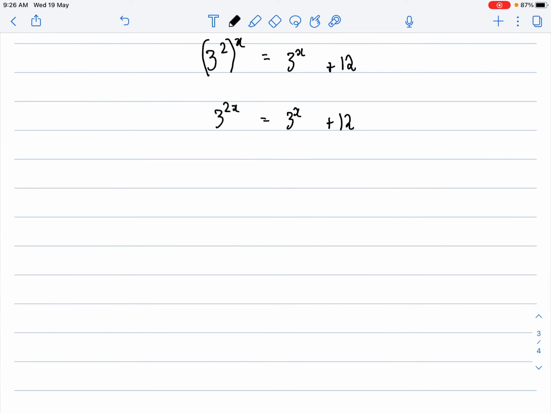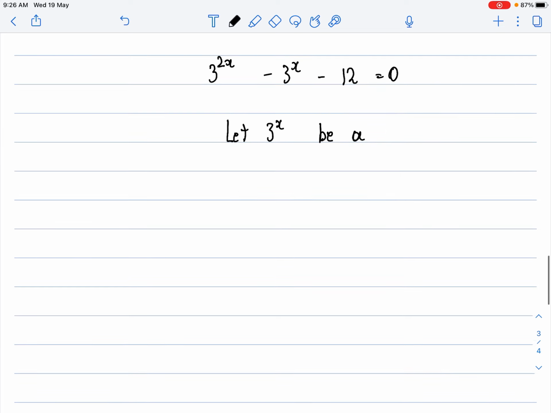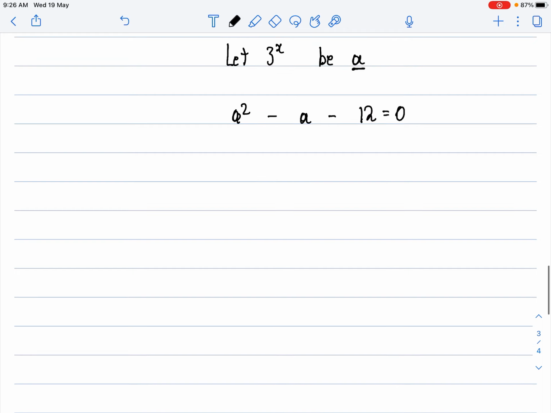So now I can say this is basically 3 raised to 2x minus 3 raised to x minus 12 equals 0, correct? Now as you can see, this is a quadratic. Okay, so I can say let 3 raised to x be a. So if 3 raised to x is a, then 3 raised to 2x is a square minus a minus 12 equals 0. So now you can see your quadratic.